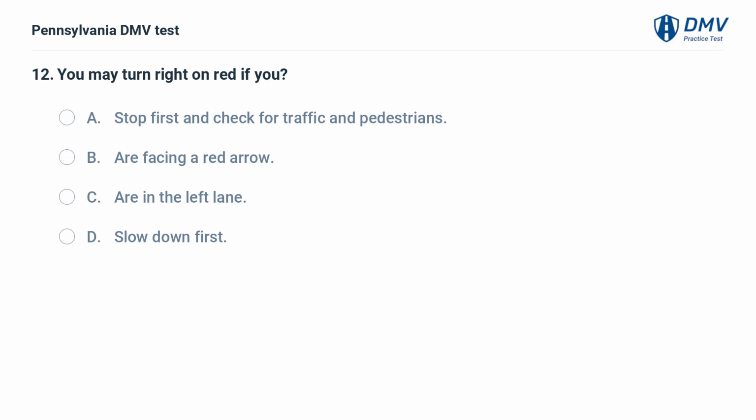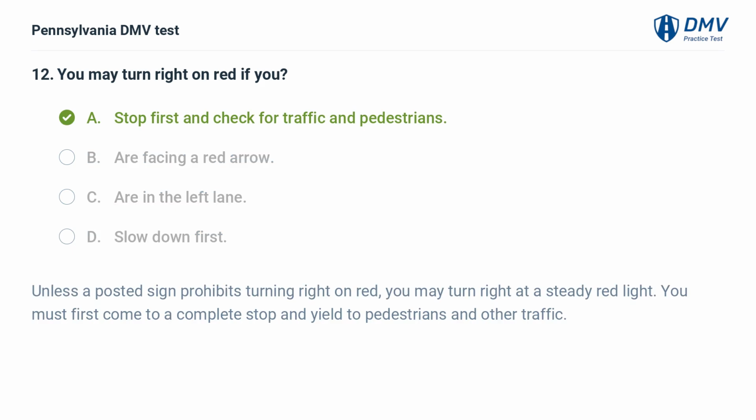You may turn right on red if you A. Stop first and check for traffic and pedestrians. B. Are facing a red arrow. C. Are in the left lane. D. Slow down first. A. Stop first and check for traffic and pedestrians.